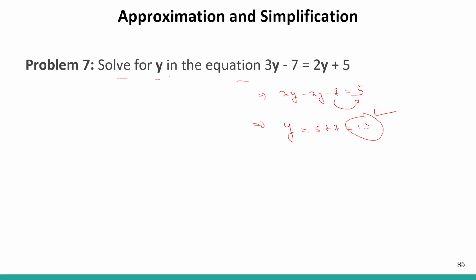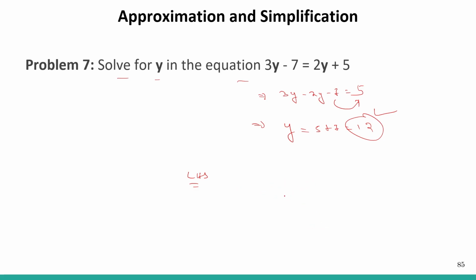In order to solve for y in this equation, let's verify whether y is equal to 13 is actually a solution or not. So let's see the LHS. 3 into 13 minus 7, that is equal to 39 minus 7, that is equal to 32, right? Let's see the right hand side. So 2 into 13. Okay, so 7 plus 5 is equal to actually 12, right? Yeah, so I have made a silly mistake here.